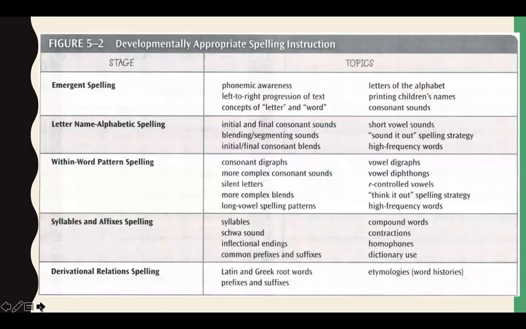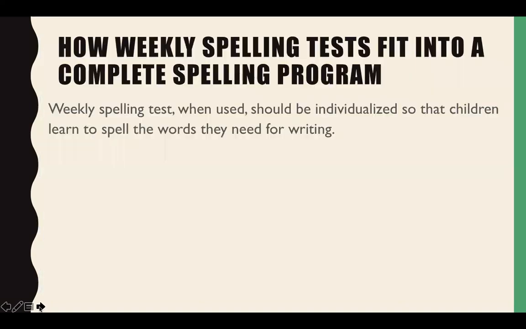So again, here is developmentally appropriate spelling instruction at the different five stages. And here are the different topics, right, that you're wanting to teach. This is a great table from our textbook to use in your classroom.